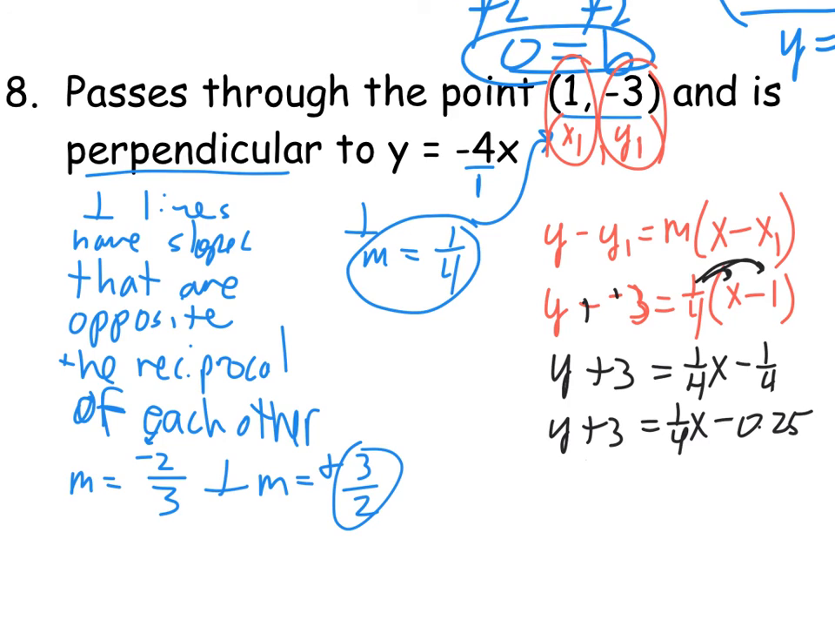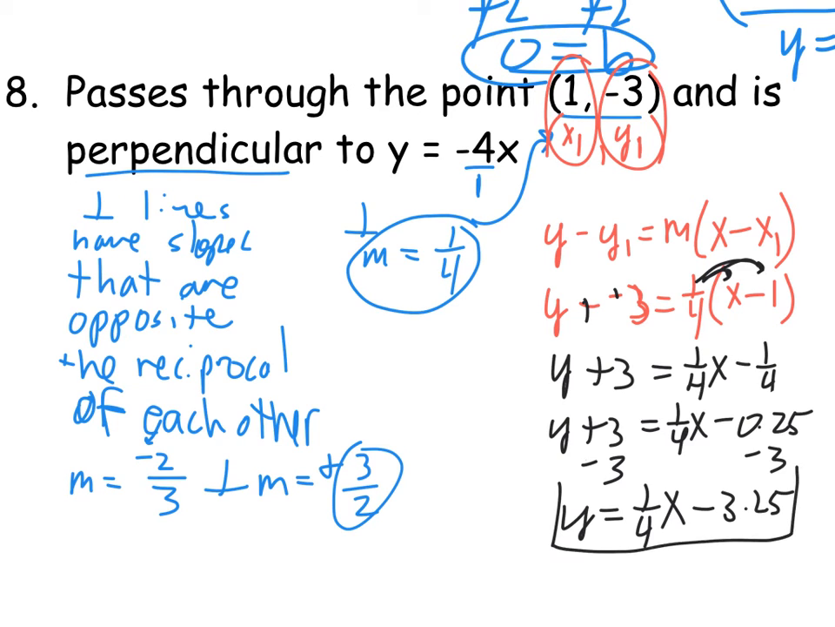I want to get rid of the 3, so I'm going to subtract 3 from both sides. Sorry about that. y equals 1/4 x. Negative 0.25 and a negative 3 is negative 3.25. And there's my equation. And that's it.